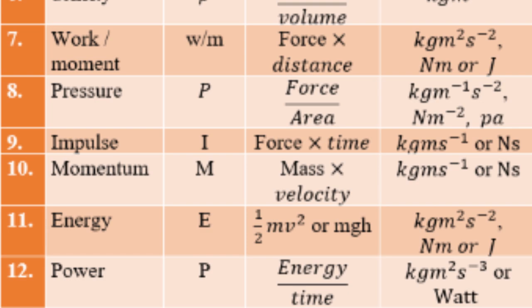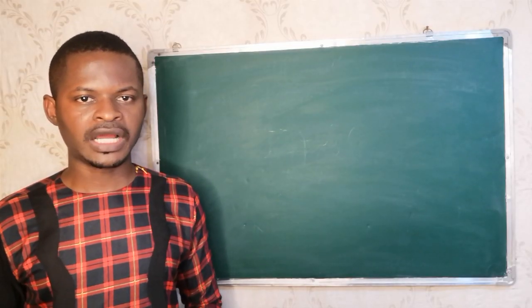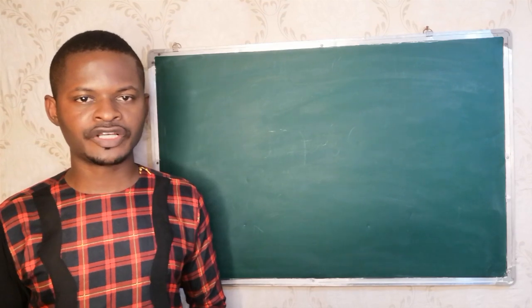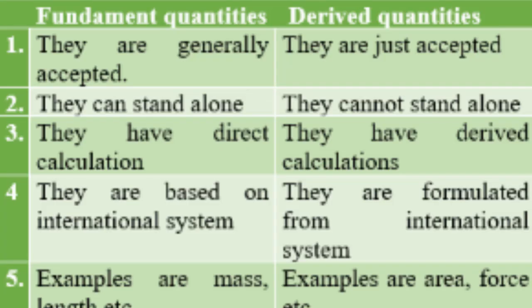Now at this point, having looked at fundamental quantities and derived quantities and their units, I'd like us to look at the differences between fundamental quantities and derived quantities. First, fundamental quantities are generally accepted, while derived quantities are not generally accepted, but they are just accepted. There is a difference. Number 2, fundamental quantities can stand alone, but derived quantities cannot stand alone. They have to depend on fundamental quantities.